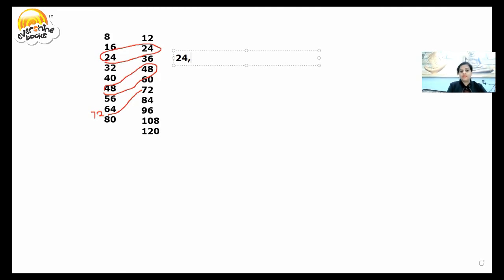Why? Because it is the number that comes in the table of 8 and 24, and it is the least common multiple. So 24 will be the answer, the LCM. Okay, got it? Likewise, you are supposed to do all the sums in your copy for better improvement in your maths.